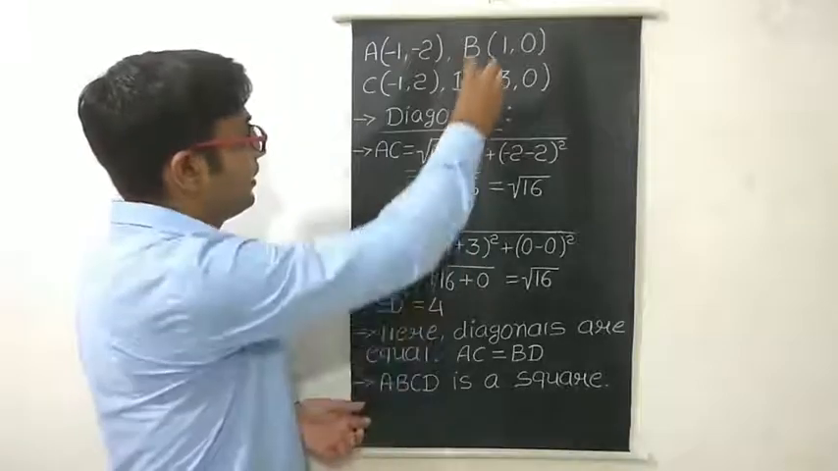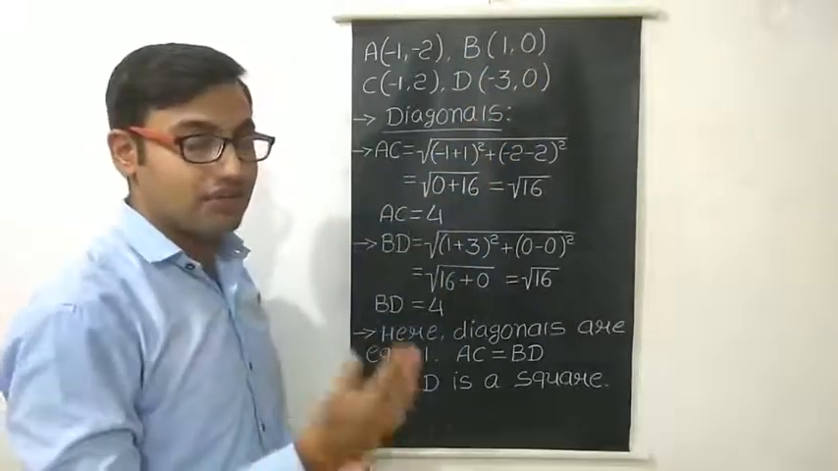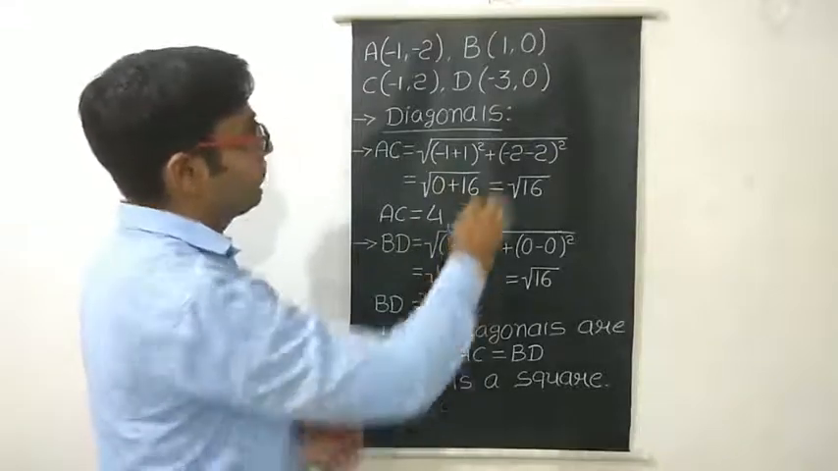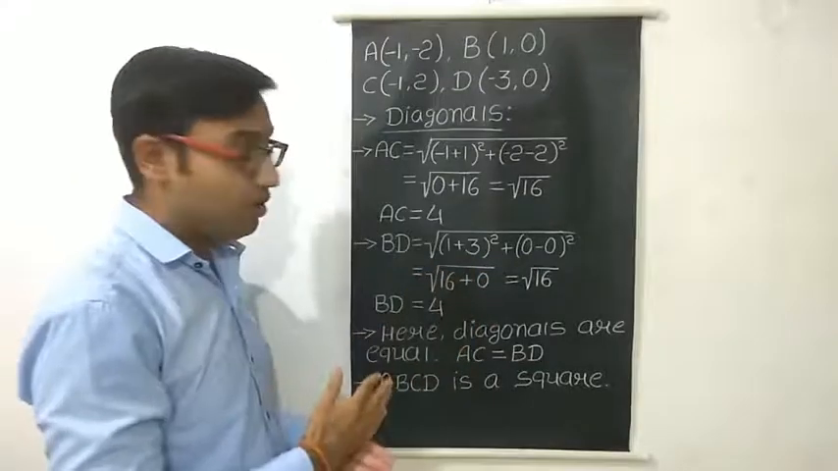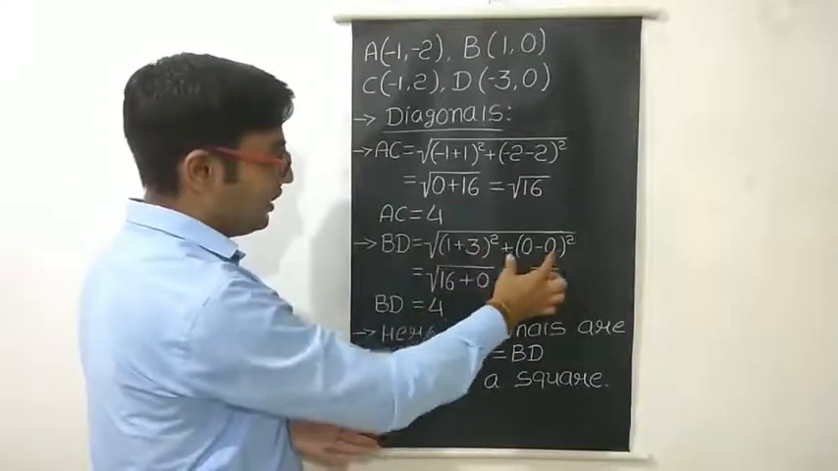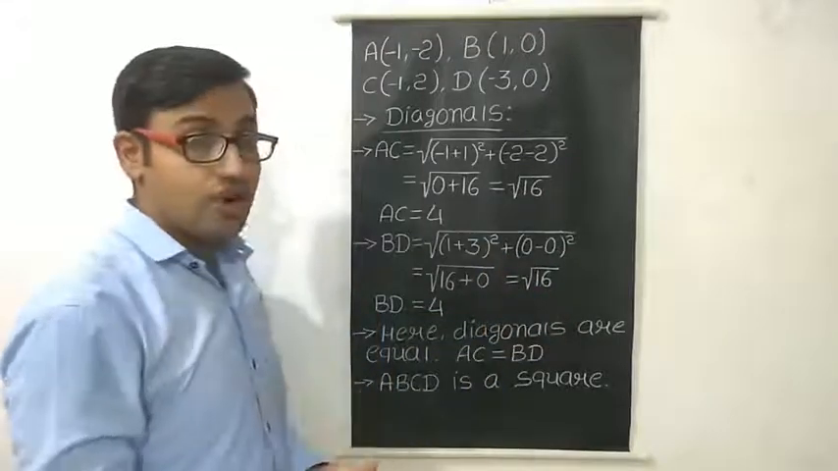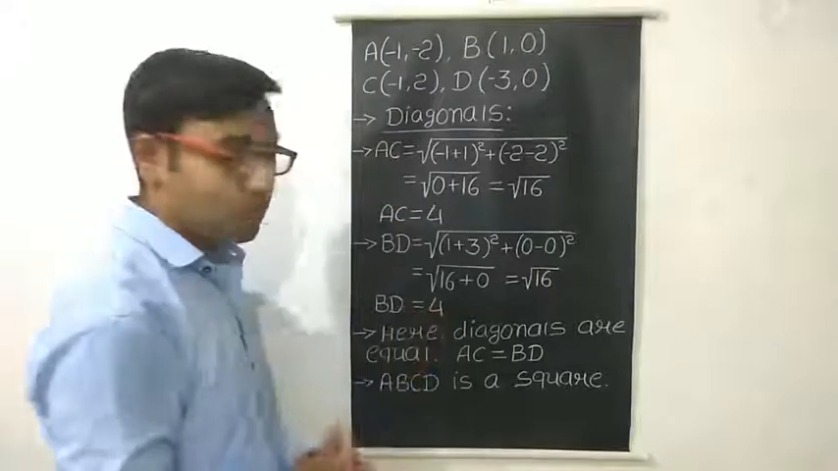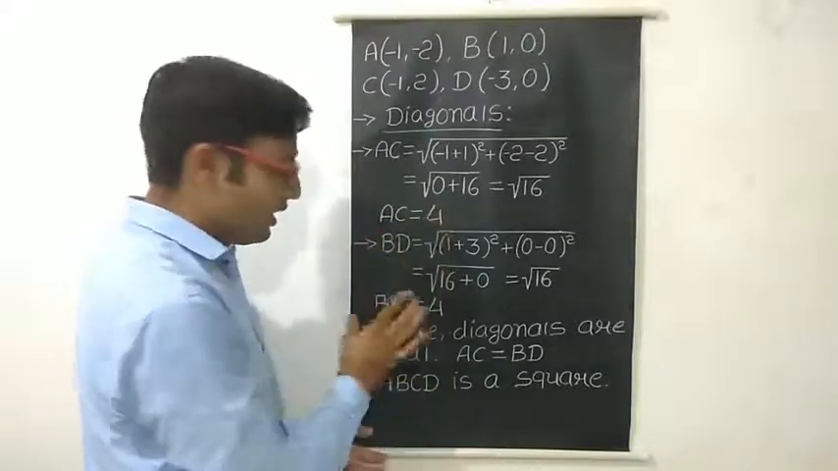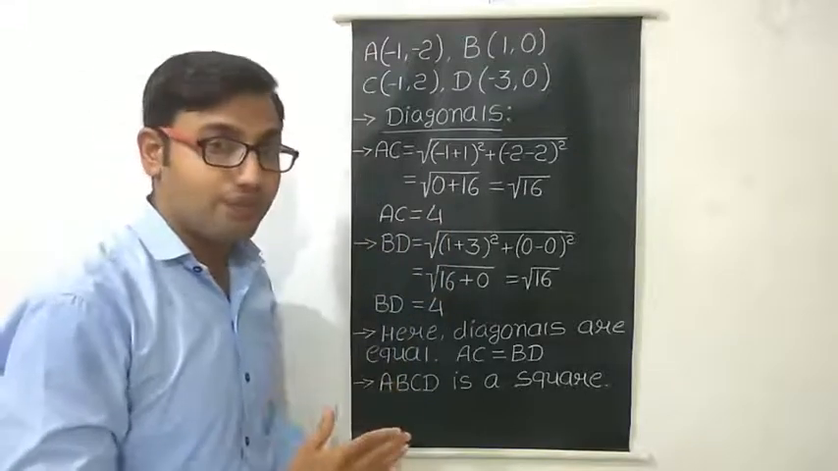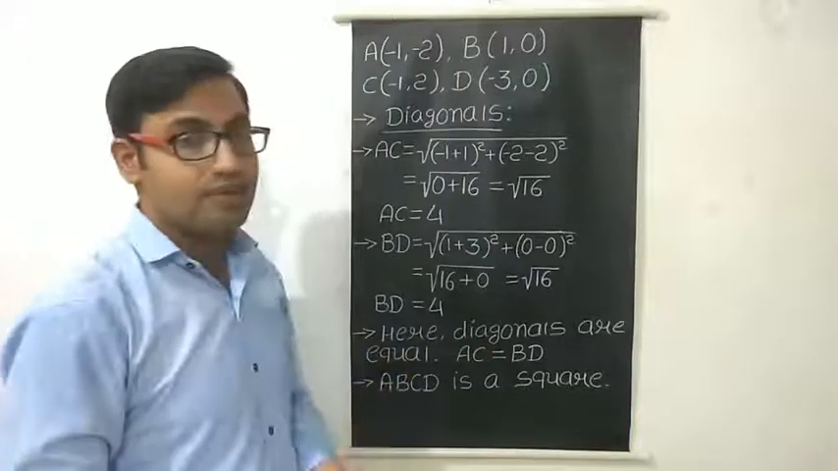Now BD. The square root of (1 minus (-3)), that is 1 plus 3, whole square, plus (0 minus 0) whole square. So 3 plus 1 is again 4 and 4 squared is 16. Here we get 0 for the second part. So the total value is the square root of 16, and the square root of 16 is again 4. See, both the diagonals AC and BD have the same value. So the diagonals AC and BD are equal.